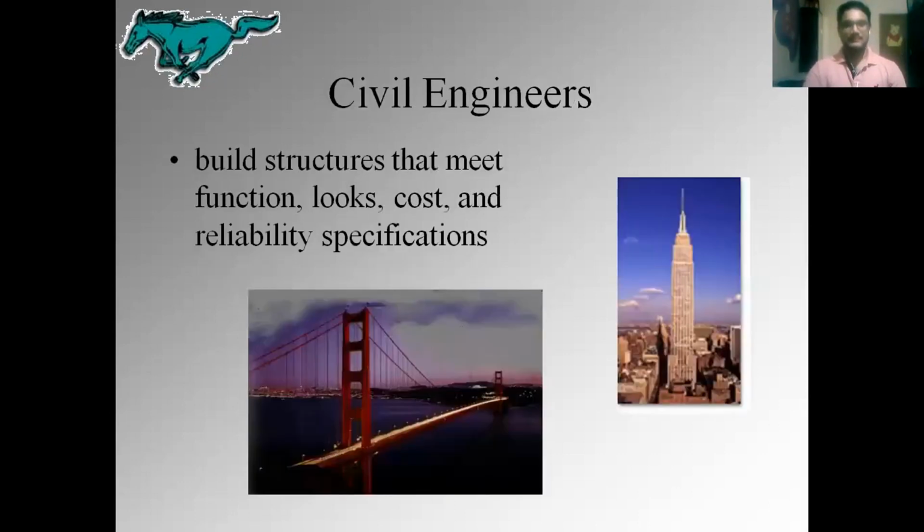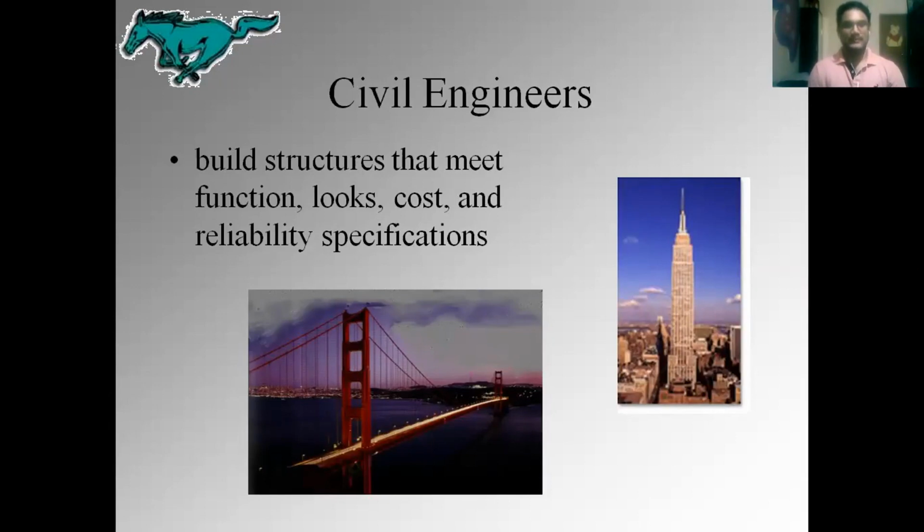Okay. So civil engineers usually build structures that meet a function, looks, cost, and reliability specification. See, we always build a structure for what? The main purpose of building a structure is its function. See how it is going to function. Is it functioning as a bridge, or is it functioning for residential purposes? Is it functioning for commercial or industrial? Right? For what? So the function itself means for what we are going to construct that particular structure.